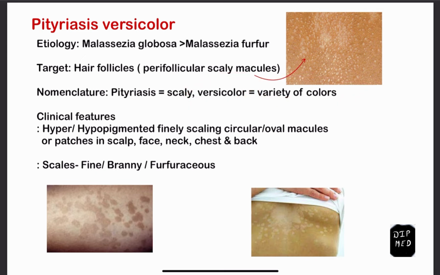So what this means is that if we go into the clinical features, the lesions could either be hyperpigmented or hypopigmented, and they will be finely scaling, circular or oval, macules or patches in the areas of scalp, face, neck, chest and back. The scales can be defined as fine or branny or furfuraceous scales. So in this picture there is hyperpigmentation, and here you can see there is hypopigmentation.